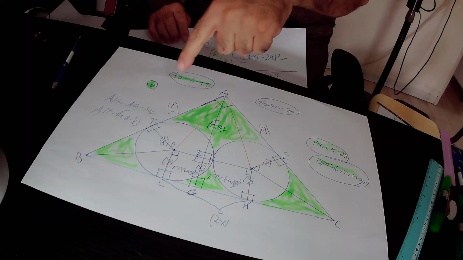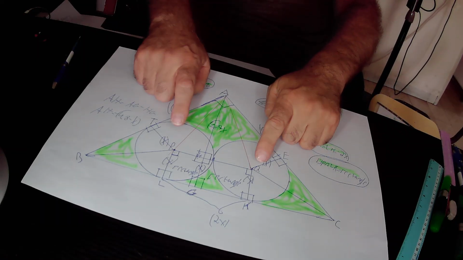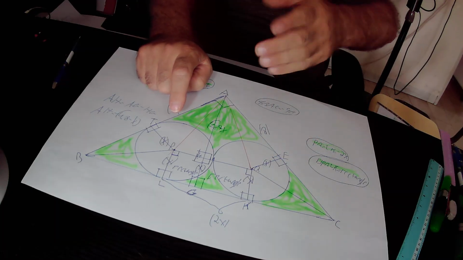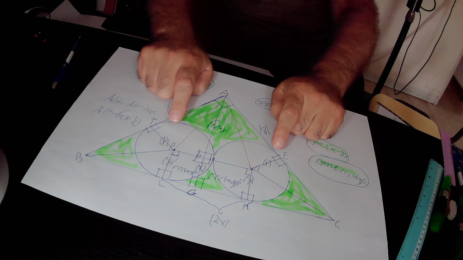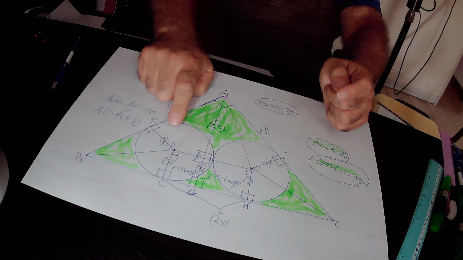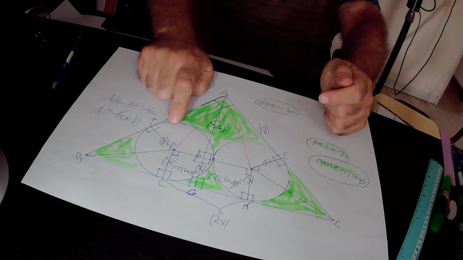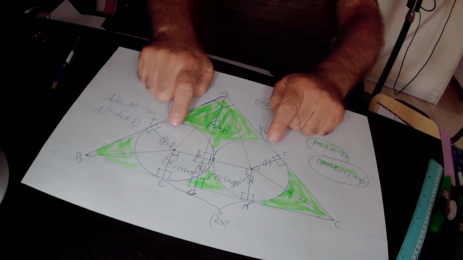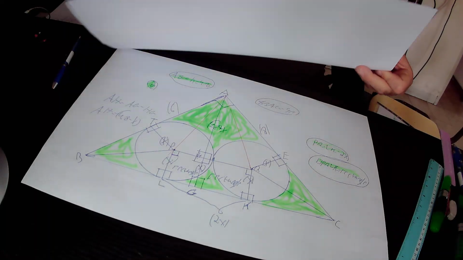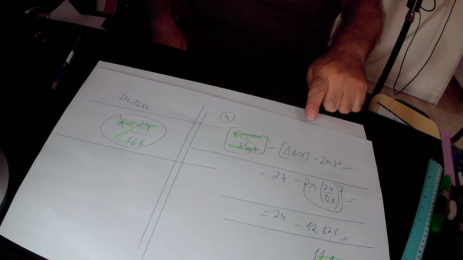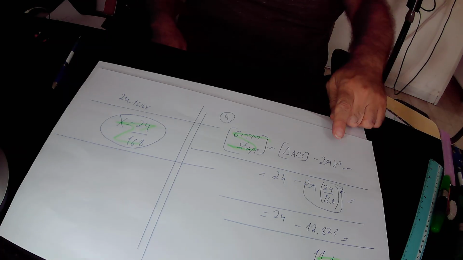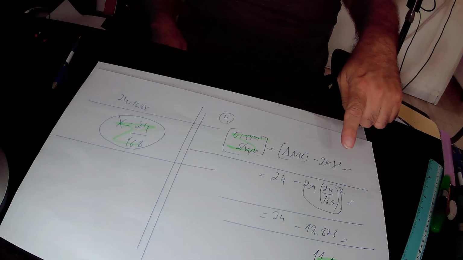It is equal to the area of the big triangle ABC minus the sum of the areas of those two circles. And because those two circles are identical, they must also have the same areas. Therefore the sum of the areas of those two circles must be equal to the area of one circle times 2. The area of one circle is pi x squared, so the sum is 2 pi x squared. So the area of the green shape in total equals the area of the big triangle ABC minus 2 pi x squared. The area of the triangle ABC is 24, and we have 2 pi x squared.